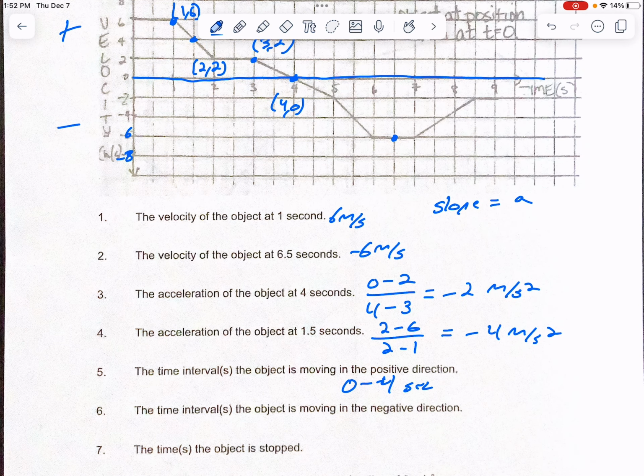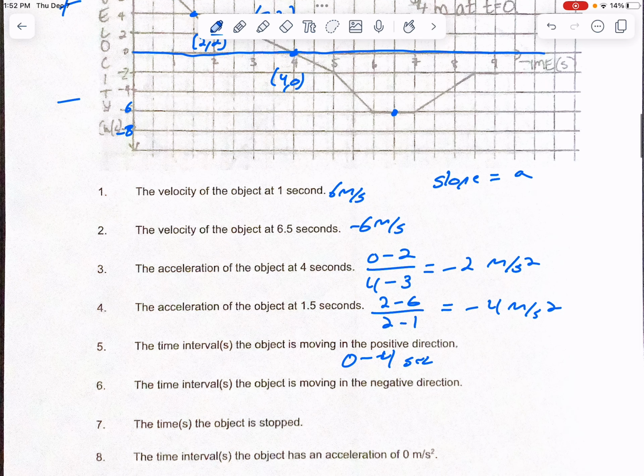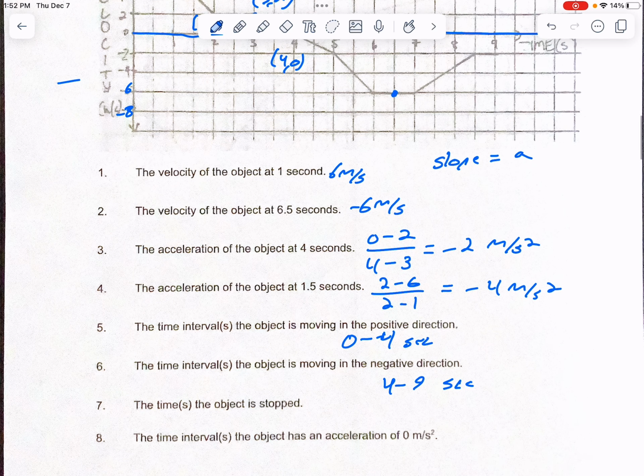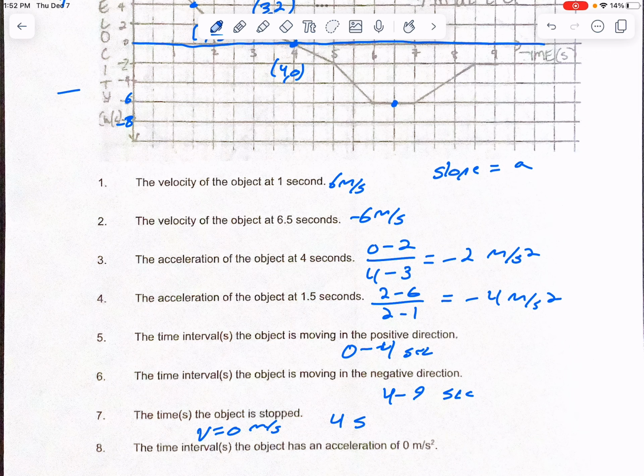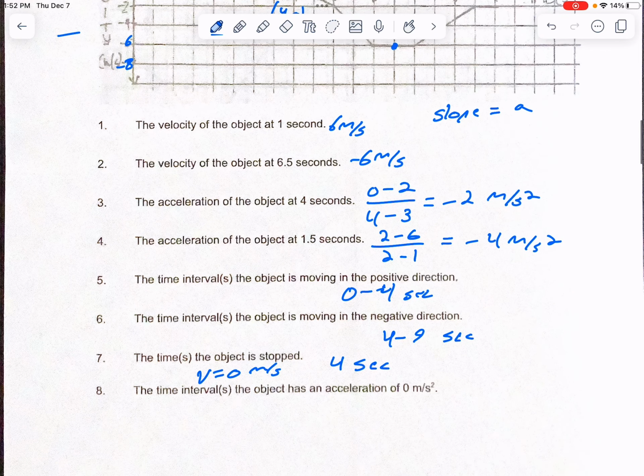The time interval you're going in the negative direction, that's going to be anything past that. So it looks like 4 all the way to 9 seconds. So 4 to 9 seconds would be when you're going in the negative direction. The time the object is stopped, that is when your velocity is 0. The only time that happens is when you touch the x-axis, and the only time that ever happens is at 4 seconds.